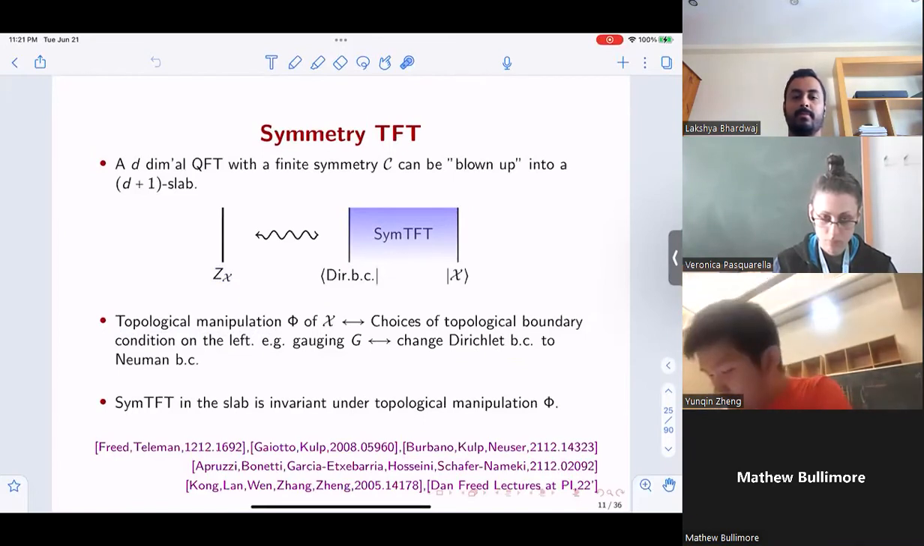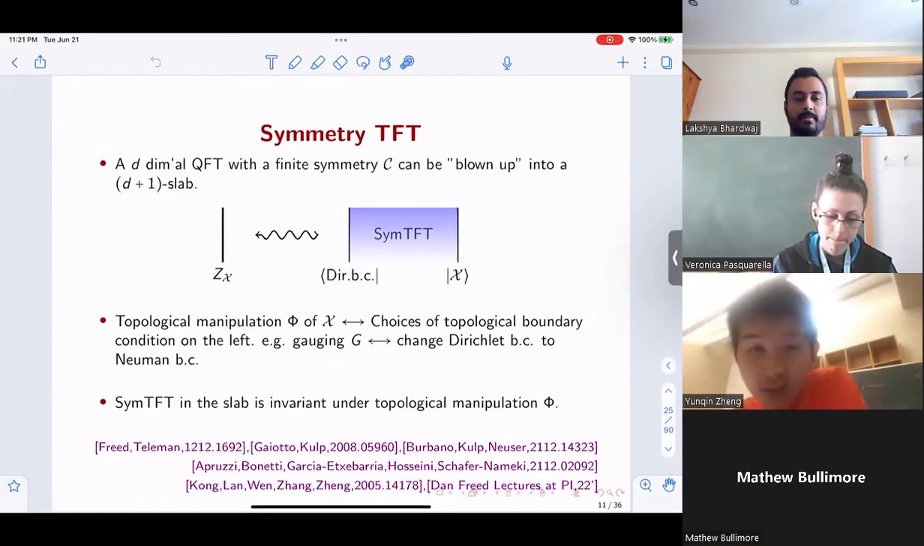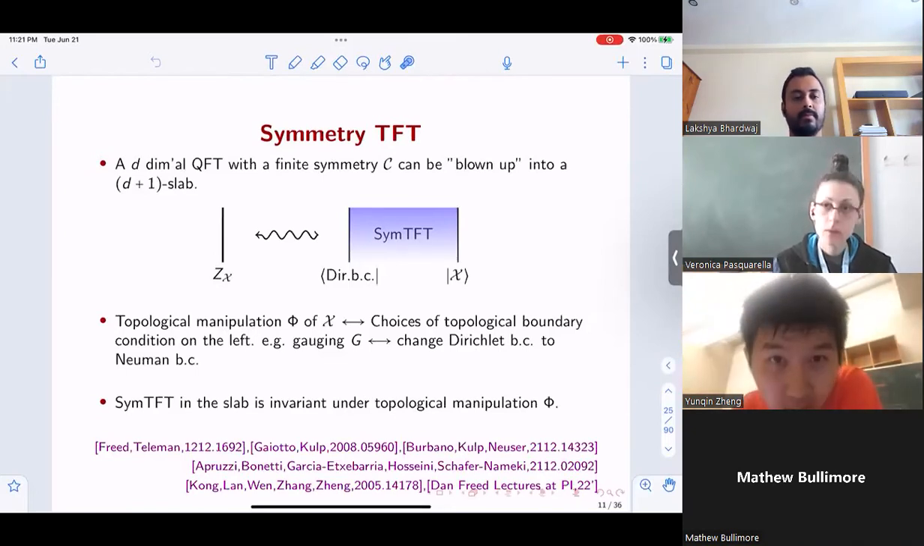So there's actually a question in the chat, whether this phi should always have an inverse, or is this an assumption? So I think this is more about the slide before, but you could also ask this here.